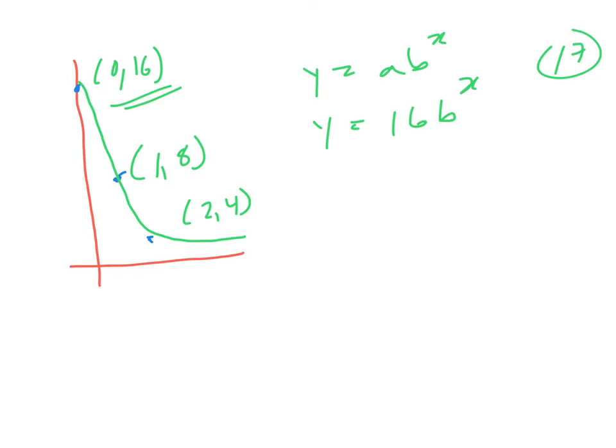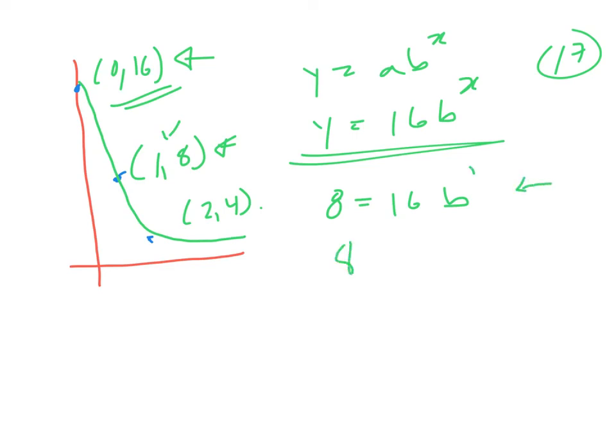So all that I have to do is, once I know that my a, or my stretch, is whatever the y is when x is 0, so that's 16. Now I can just plug in either one of these 2 points to solve for b. So I'm going to pick 1 and 8 because b to the power of 1 is easy. So when y is 8, my a is 16, and my b to the power of x, when y is 8, x is 1. I know that b to the power of 1 is just itself, so I have 8 is equal to 16b. So I'm going to solve for b. So 8 divided by 16 is a half, or 0.5. So my base is a half.